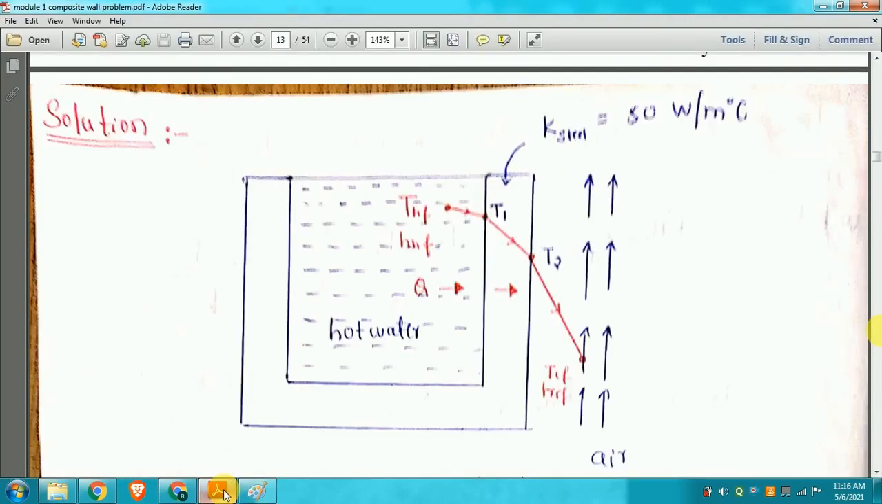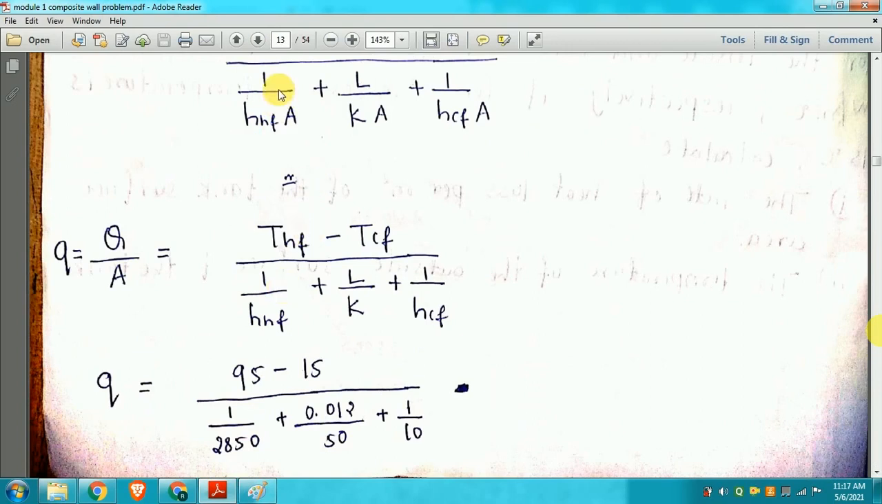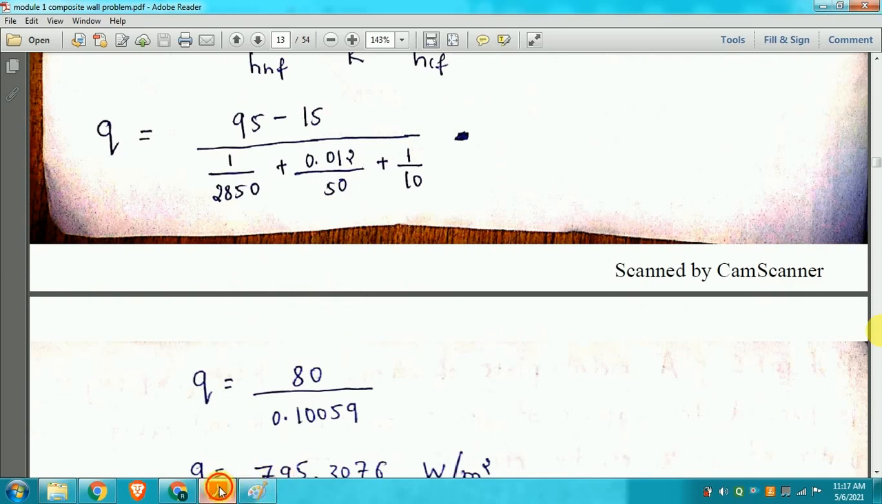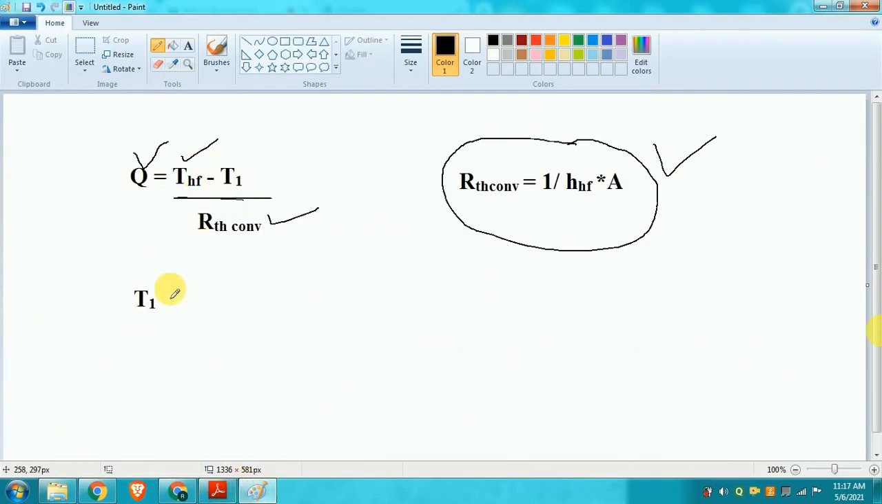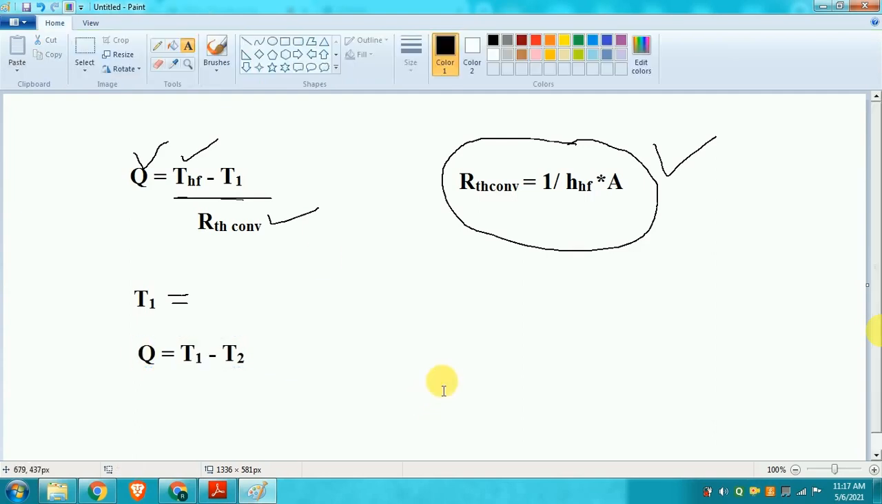So we can see here I am talking about this. Substitute this 1 upon 2850. The value if you substitute here, you will get the value of T1. Then what you told, you can use Q is equals to T1 minus T2. Now you know the value of T1. Using the value of T1, you can find out the value of T2.